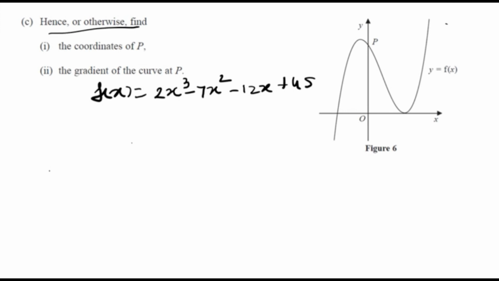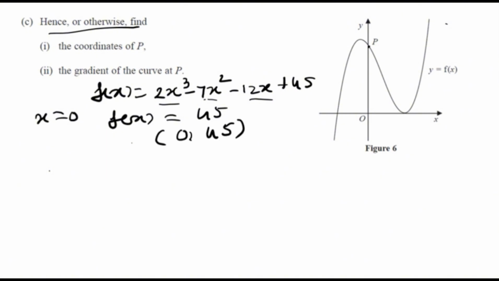Part C, hence or otherwise, find the coordinate of P, this is the point here, and the gradient of the curve at point P. Now, to find the coordinate of P, which is on the y-axis, in this equation we have to substitute x is equal to 0. So when you substitute, then f of x, or you can say y, is equal to 45 because all these terms have become 0. So the coordinate we are getting is 0 and 45. So this is the coordinate of P. I can write here 0 and 45, right?